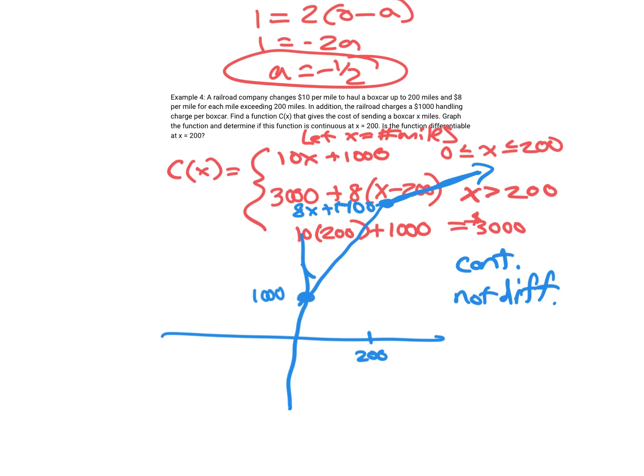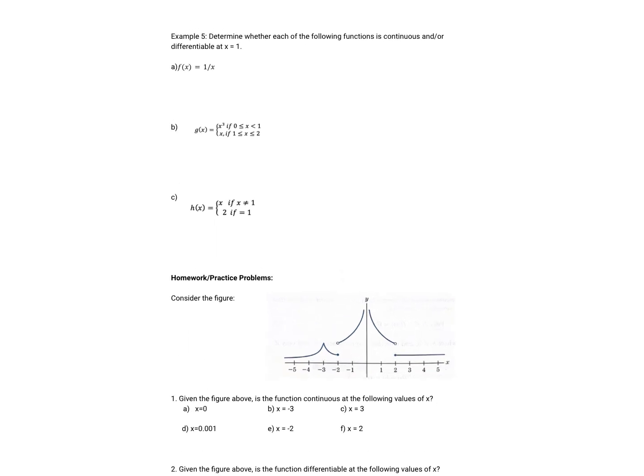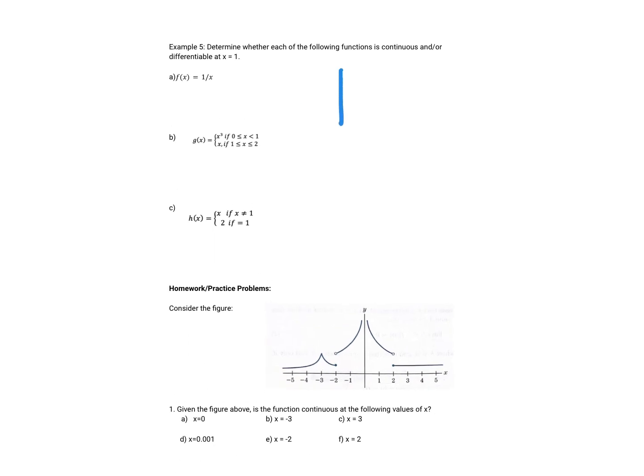Okay, so that is example 4. Let's do one more together here, and then you can work on the homework practice problems. All right, so determine if the functions are continuous or differentiable. For the first one, if you're not sure what that looks like, you can put it in your calculator, but this function is called the reciprocal function. It looks like this. And at 1, which is right around here, I've got no peaks or corners. It's continuous. So we would say it's continuous and differentiable at 1.